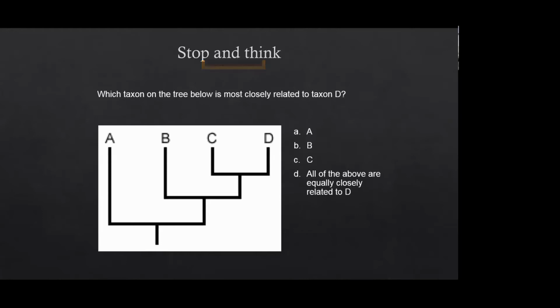So which taxon is most closely related to D? C? Yeah, definitely, that's what I would agree with, right? So they share a recent common ancestor. And so while A and B and C all certainly share a common ancestor at some point with D, C has the most recent common ancestor, right? Does anyone have any questions about that one? Okay, good job.